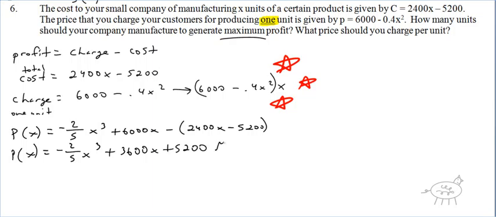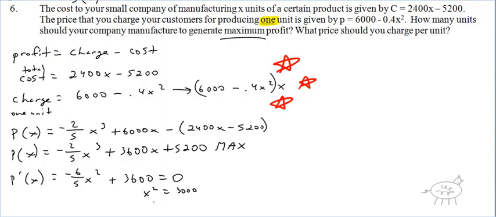And what are we trying to do with that? We're trying to maximize our profit. So we're going to take the derivative. P prime of x is equal to negative 6/5 x squared plus 3,600, and we'll set that equal to 0. I move that 3,600 over, multiply by negative 5 over 6, and I wind up getting x squared equals 3,000. Take the square root, x equals 54.77.